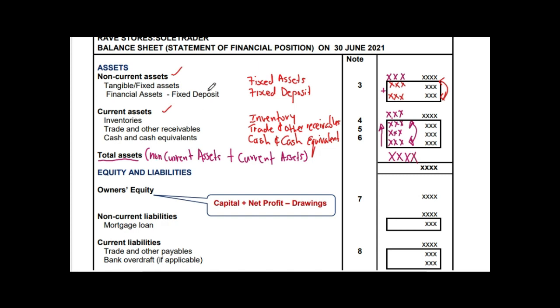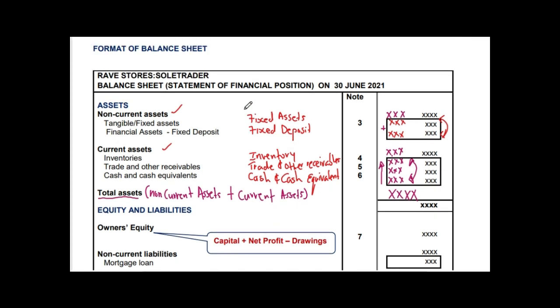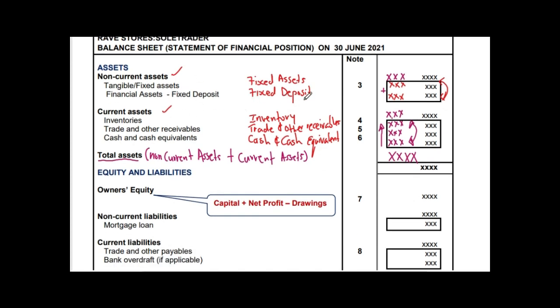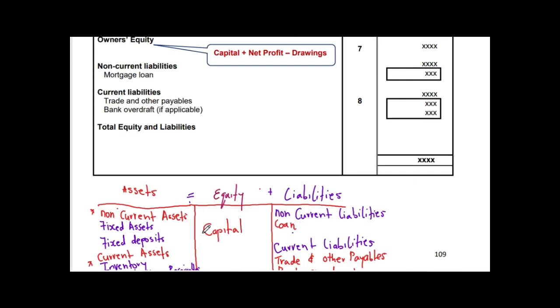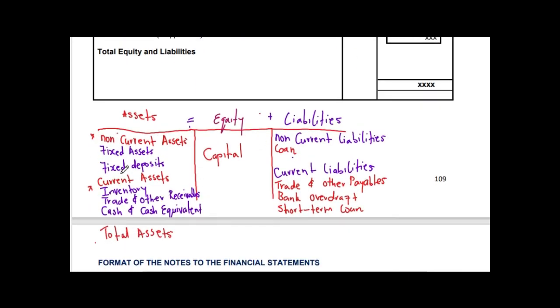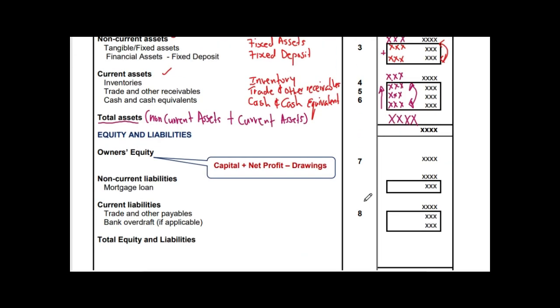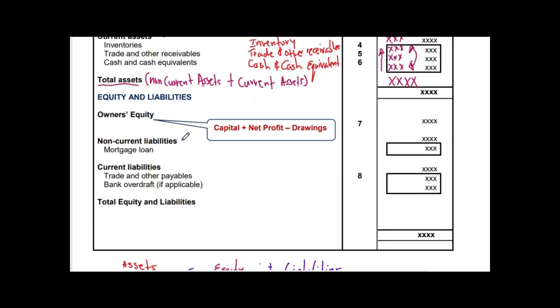So this is a quick explanation of our balance sheet. So please practice all the time. Whenever you get a chance, just practice using these three components. Start with assets, come with equities, and also liabilities. So now let's go to our equity and liability section.